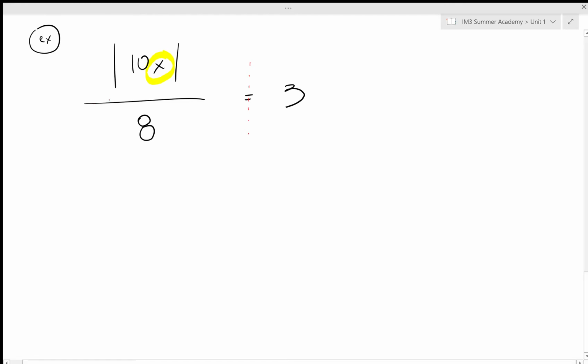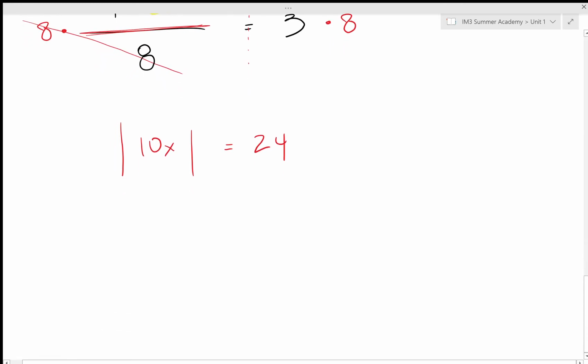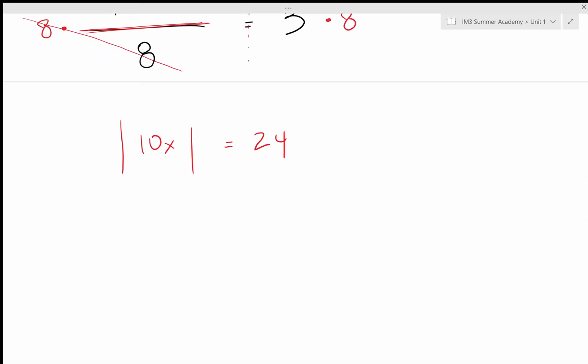The 8 is connected to the absolute value with division. The opposite of division would be multiply. So if I multiply this side by 8, the 8's cancel. But what I do to one side, I need to do to the other. So I still have absolute value of 10x equals 3 times 8, which is 24. All right. Now the absolute value is on the left-hand side of the equal sign all by itself.